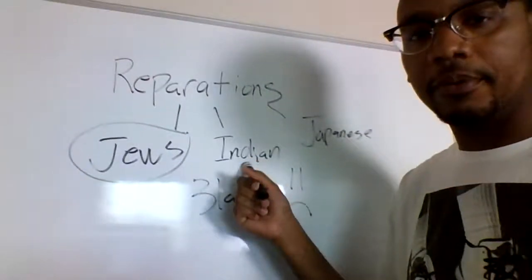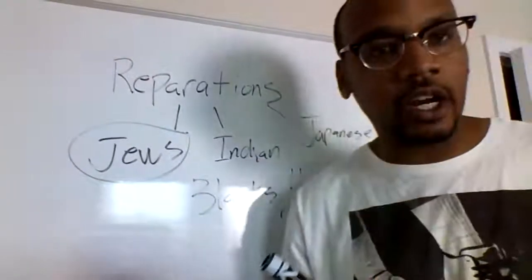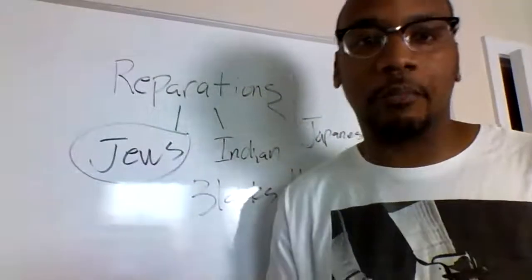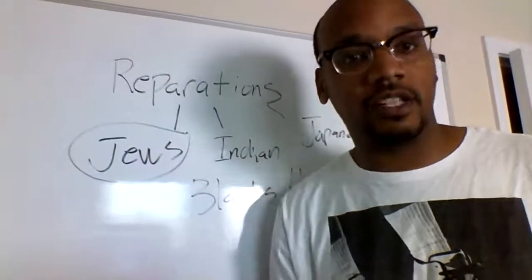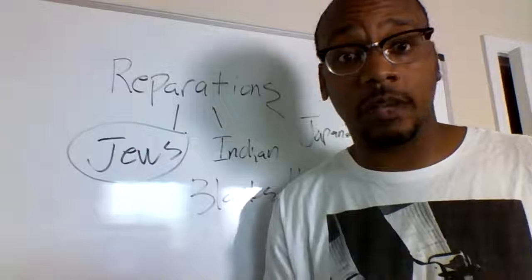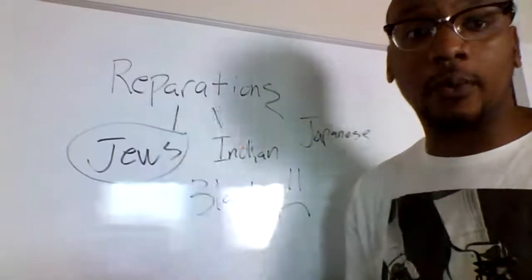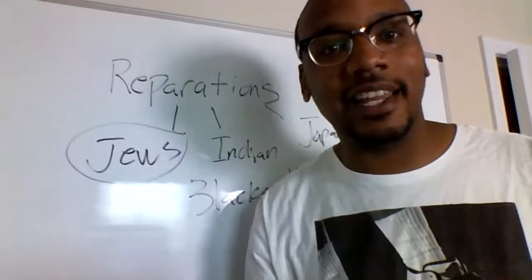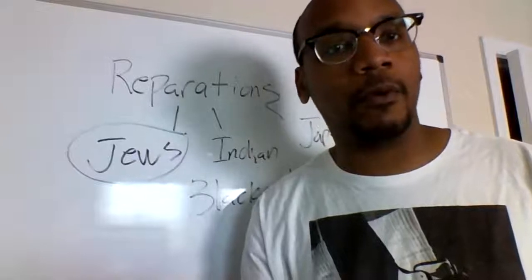The Indian people, when the settlers came to America, they killed the Indians and took their land. And guess what? Indian people got reparations because they did the Indian people wrong when the people came to America.